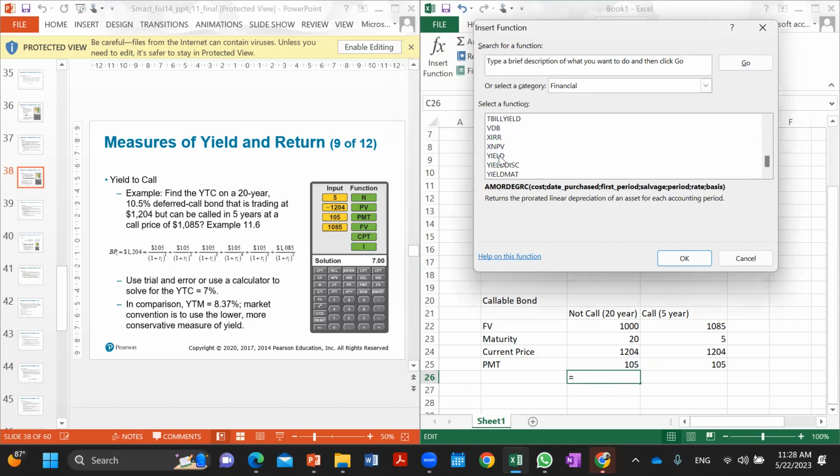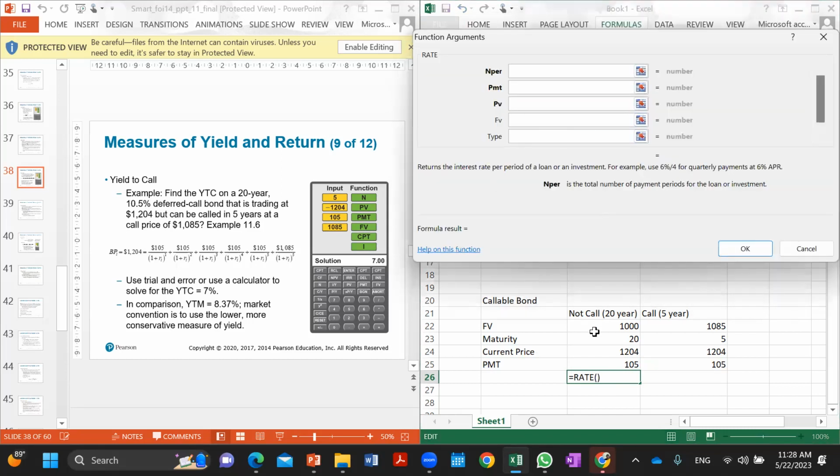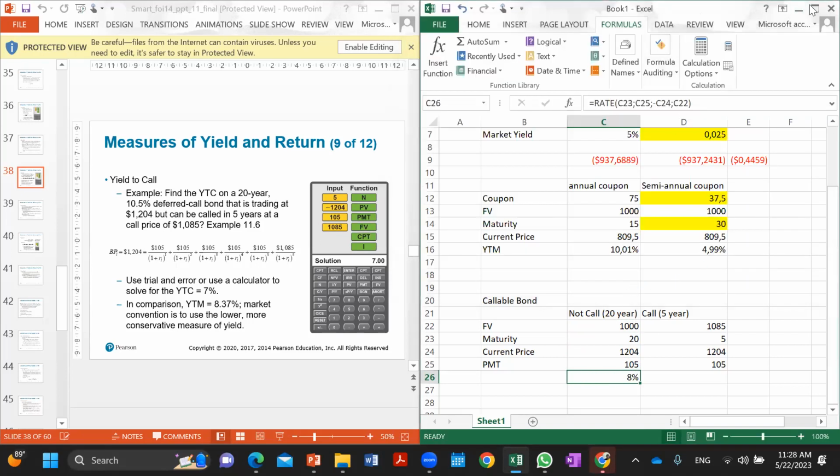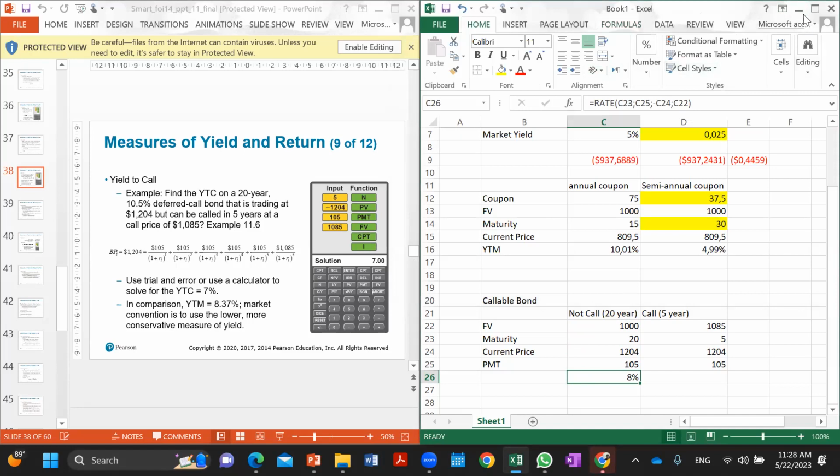Financial, and then go to rate. This one is rate. So now we have Nper, which means number of periods, which is 20 years. The payment is 105. The present value is how much we buy for, the current price. Remember to put a negative sign. And the future value is 1000. When you click OK, you'll have the yield to maturity.